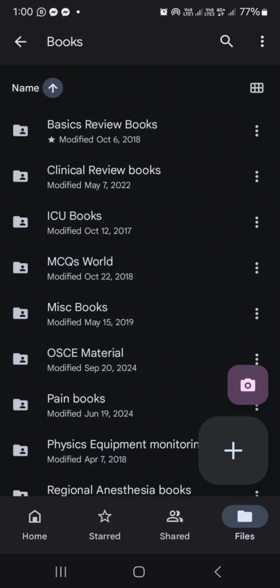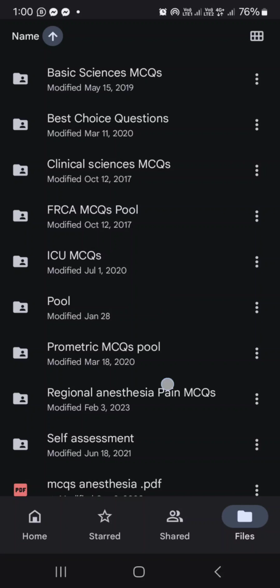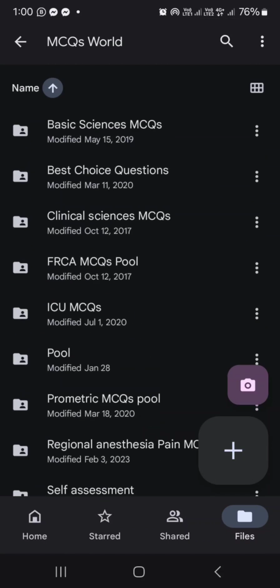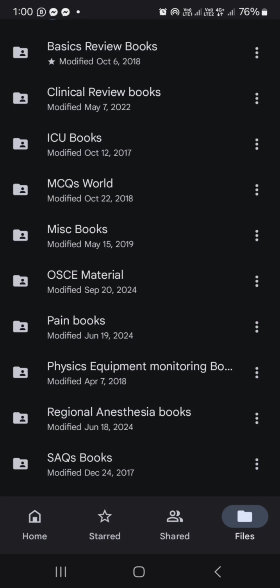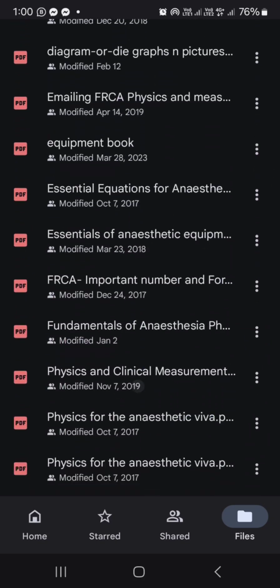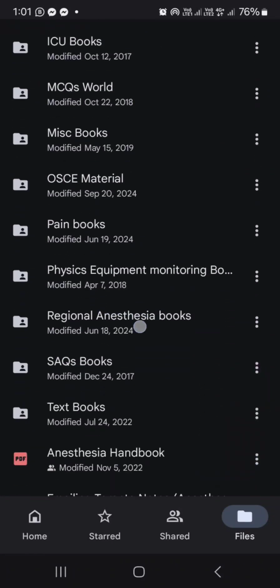Then here you will find all the books: basic sciences review books, clinical sciences review books, ICU books, MCQ books. If you click here, you will find a variety of MCQs: basic sciences, best choice questions American style, clinical sciences MCQs, some FRCA MCQ pools, ICU MCQs, some Prometric MCQs, regional anesthesia MCQs. So this is just like a library for you. Whenever I find any good book, I put it here. There are some OSCE books, pain books, a physics equipment book. If someone wants MCQs, these are the best sources, and you can use them together, because in some books some topics will be good, in other books some other topics will be good.